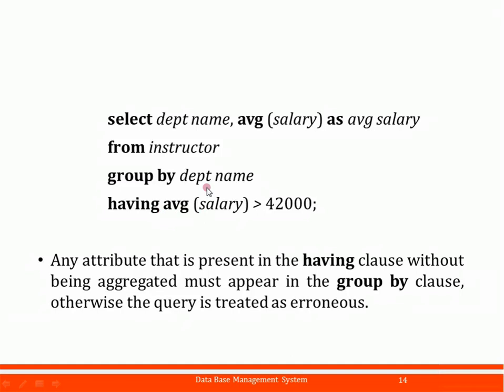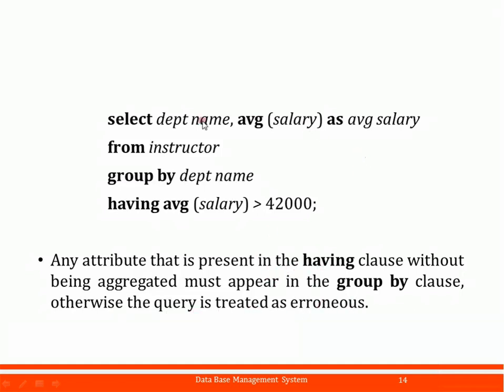Only those tuples having the salary greater than 42,000 in each group will be taken for this aggregate function. Any attribute that is present in the having clause without being aggregated must appear in the group by clause, otherwise the query is treated as an erroneous one. This we have already discussed.